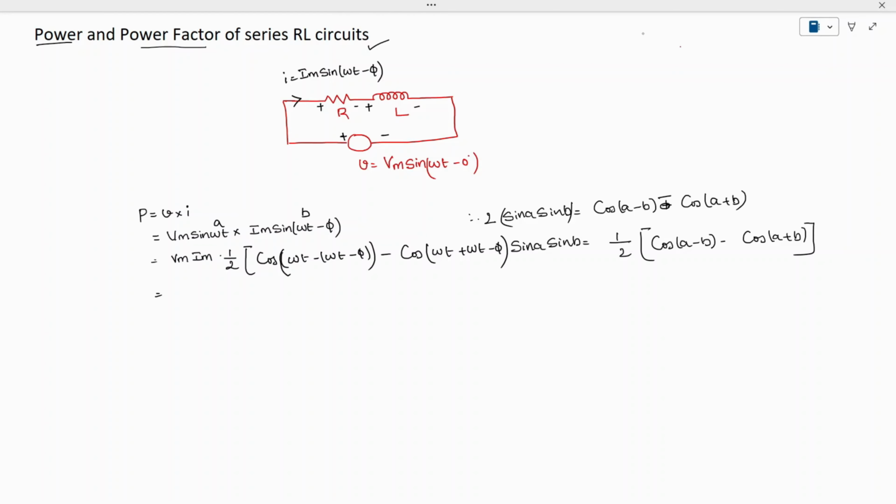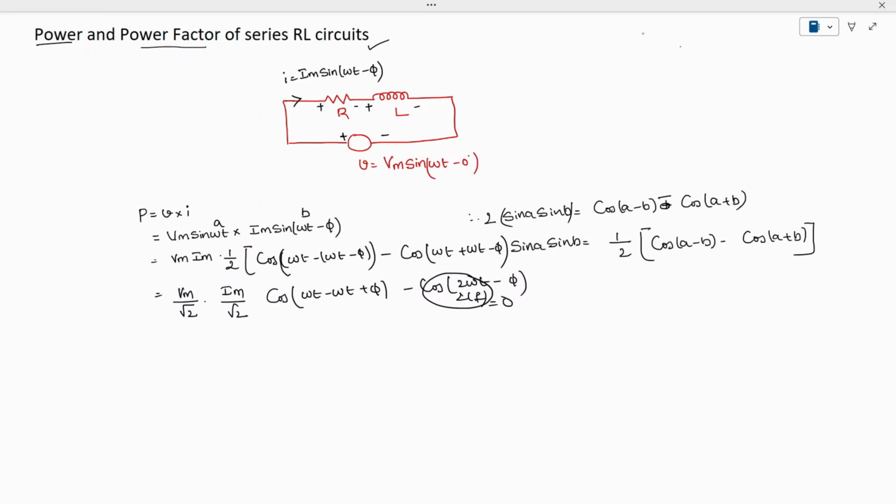So this 1 by 2 we can write as Vm by root 2 into Im by root 2, since root 2 into root 2 is again 2. So here you can write cos of omega t minus omega t plus phi, minus cos of 2 omega t minus phi. This second term, with double the frequency, will try to become zero.